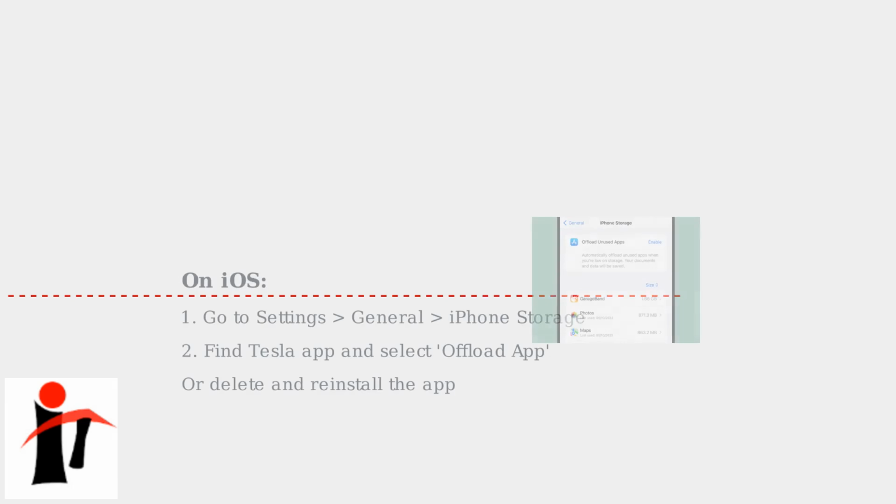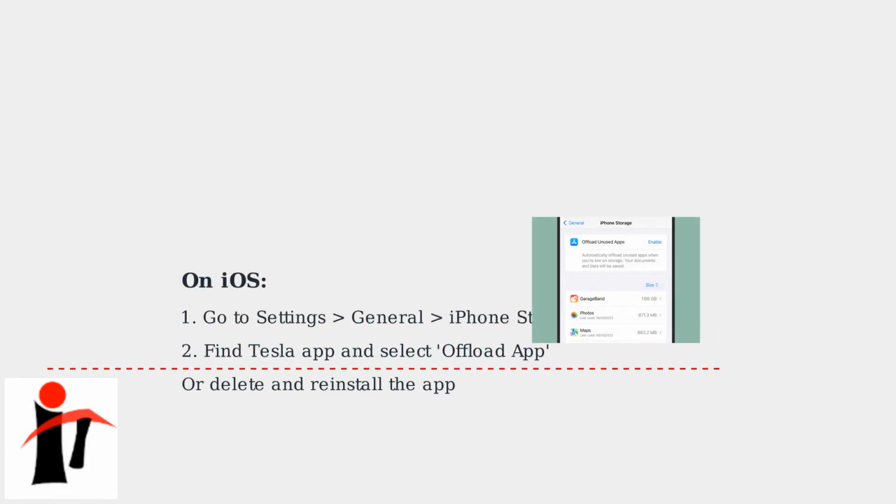On iOS, go to Settings, then General, and iPhone Storage. Find the Tesla app and select Offload App to clear data while keeping the app icon. Alternatively, you can delete and reinstall the app for a complete reset.